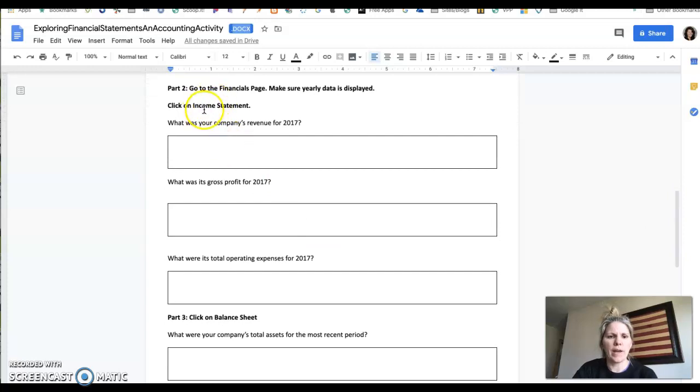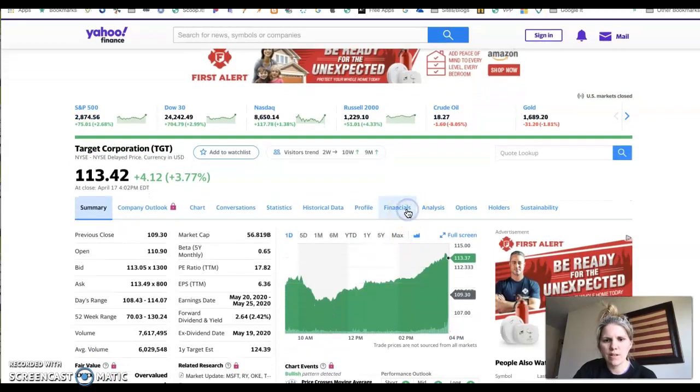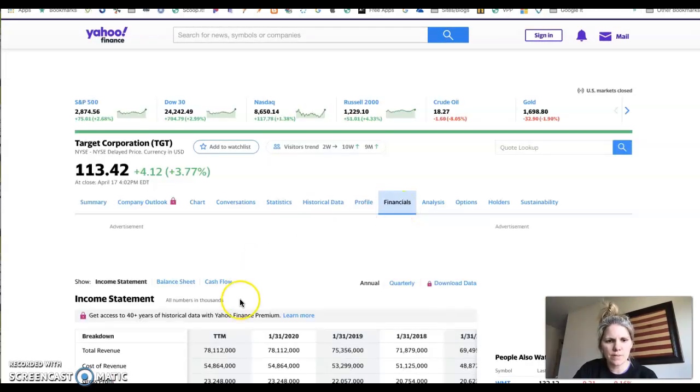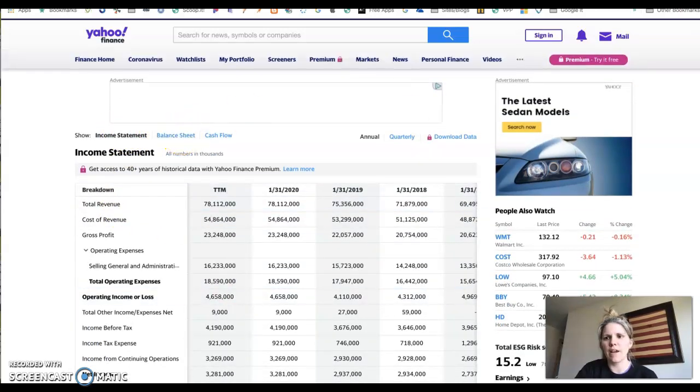Then you're just going to go and locate your income statement and balance sheet to answer these questions. So it should be under financials. And yep, as you can see, here we are. I'm on my income statement. My balance sheet is right there.